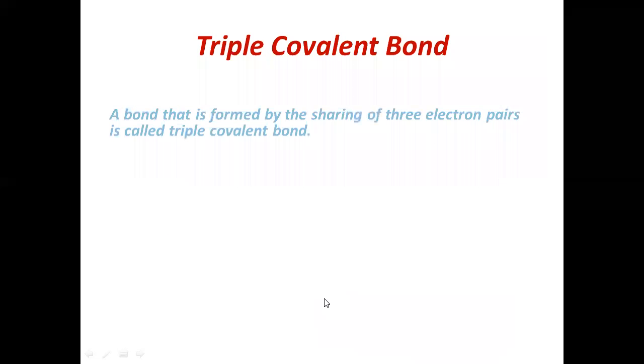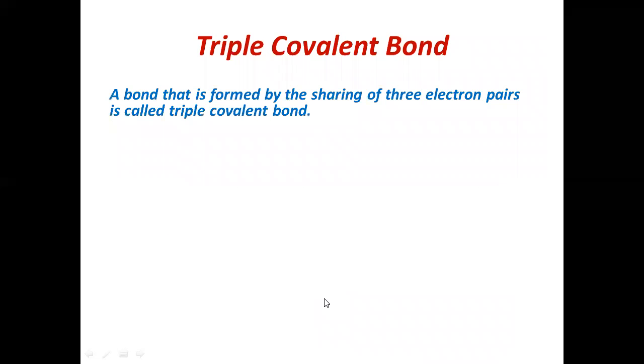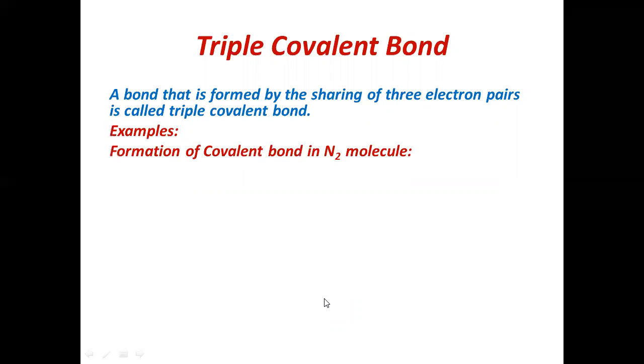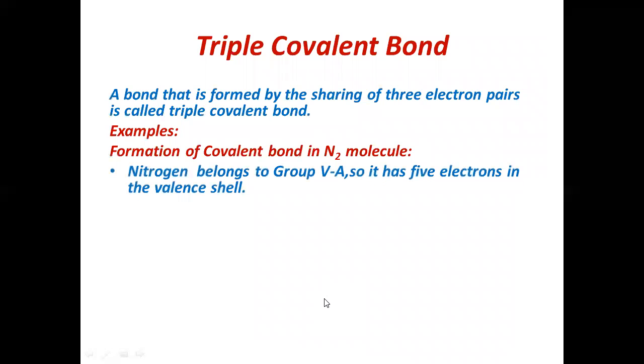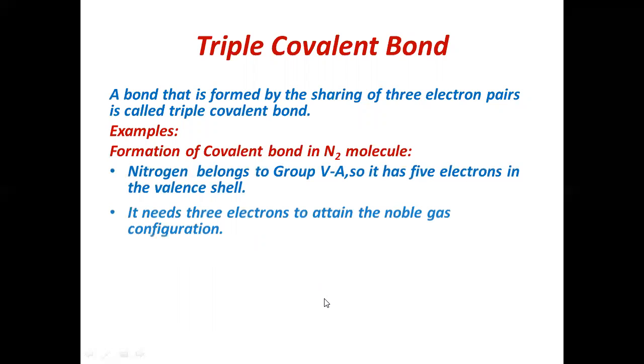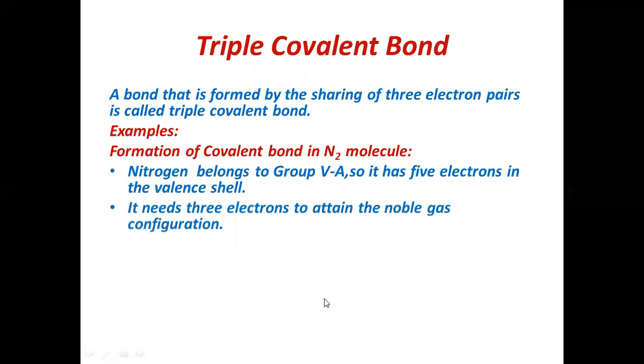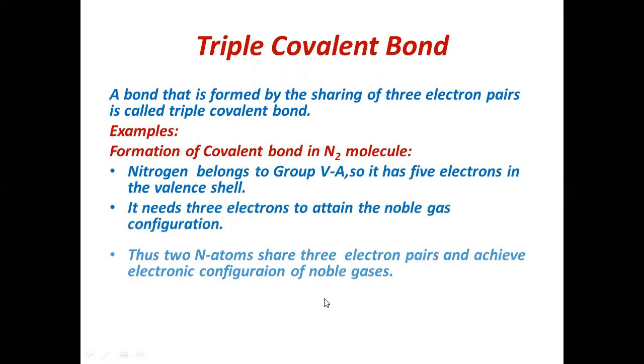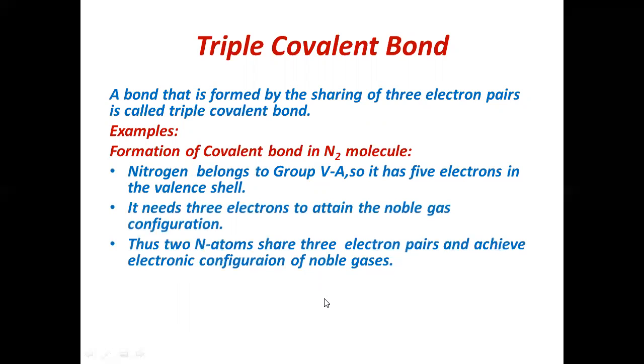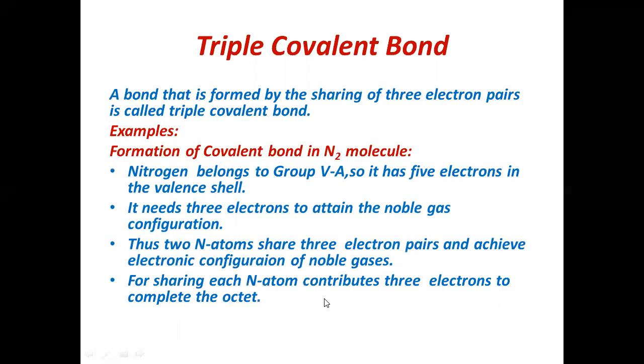Triple covalent bond: a bond that is formed by the sharing of 3 electron pairs is called a triple covalent bond. For example, formation of covalent bond in a nitrogen molecule. Nitrogen belongs to group 5A, so it has 5 electrons in the valence shell. It needs 3 electrons to attain the noble gas electronic configuration. The two nitrogen atoms share 3 electron pairs and achieve electronic configuration of noble gases. For sharing, each nitrogen atom contributes 3 electrons to complete the octet.